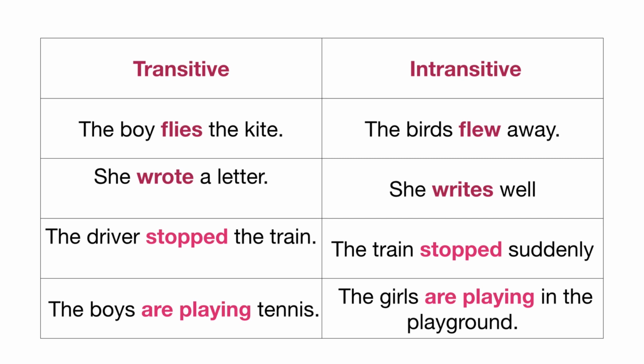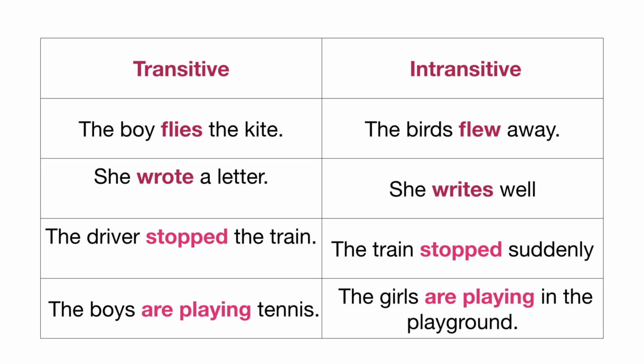She wrote a letter. What she wrote? A letter. So wrote is transitive verb and has the object a letter. On the other side, she writes well. Writes is intransitive verb and does not require any object. Next, the driver stopped the train. The train is object, so it is transitive verb. The train stopped suddenly. No object is there, so it is intransitive verb.